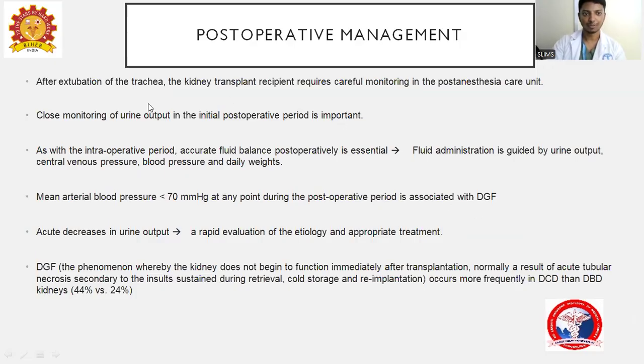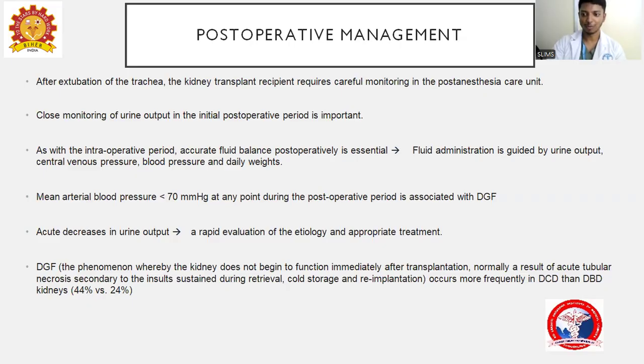Coming to postoperative management, after extubation of the trachea, the kidney transplant recipient receives careful monitoring in the postoperative anesthesia care unit. We have to monitor the urine output, and as in the intraoperative period, accurate fluid balance postoperatively is essential. Fluid administration is guided by urine output, CVP, blood pressure, and daily weights. MAP less than 70 mmHg at any point during the postoperative period is associated with poor graft function. With an acute decrease in the urine output, rapid evaluation of etiology and appropriate treatment should be instituted.